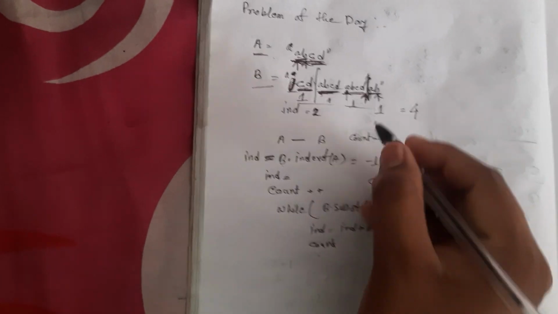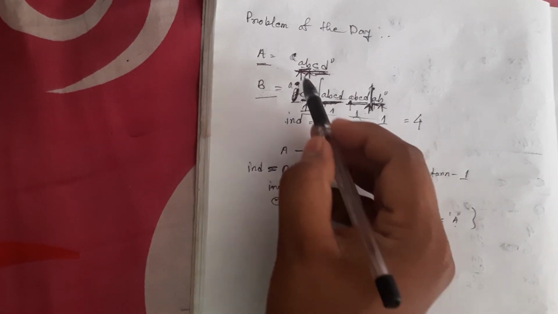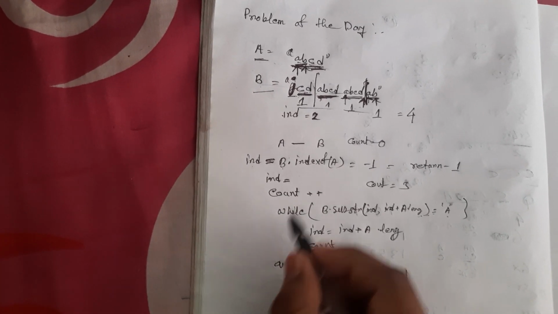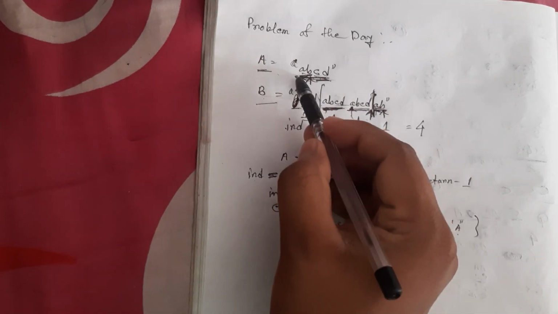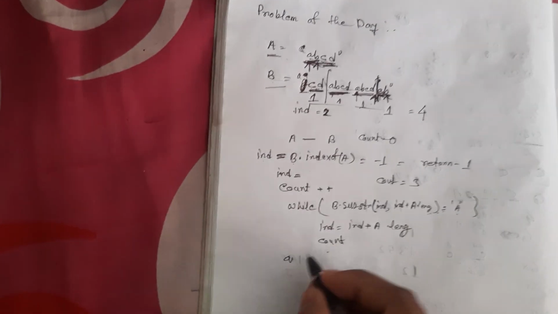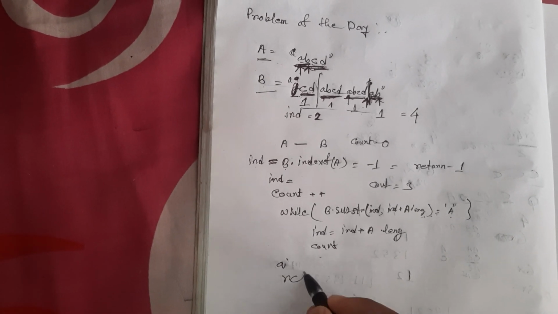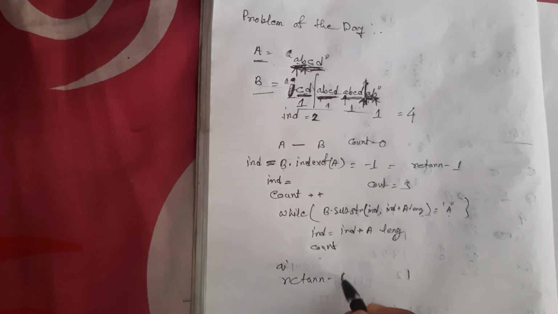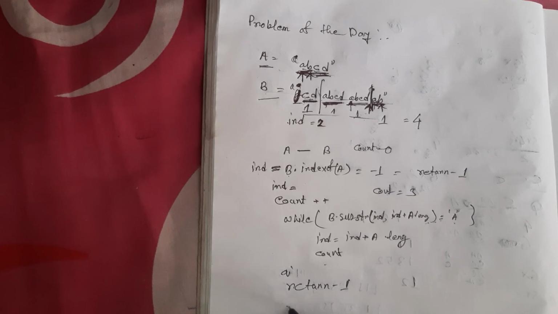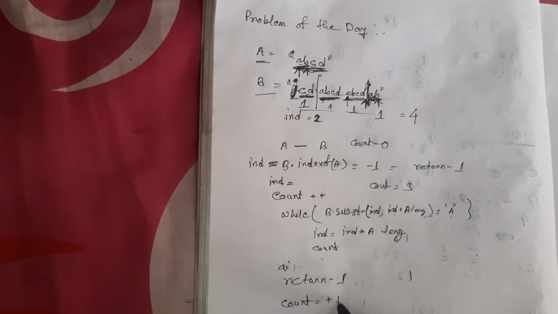After the loop, we need to check whether the remaining string is a substring of a or not. We'll check whether this a is equal to this a, and this b is also equal to this b or not. If it is not, then from there we just need to return -1. Otherwise, we need to increase the count, so count equals count plus 1.